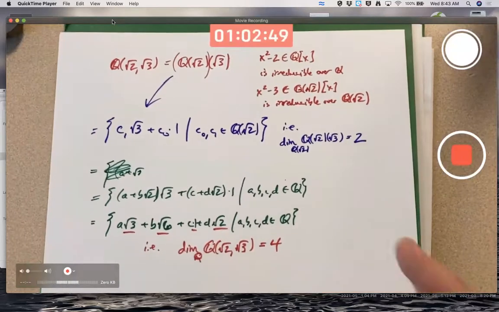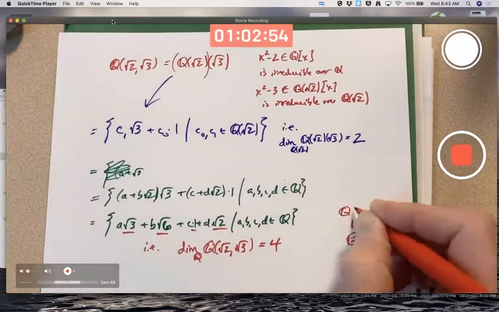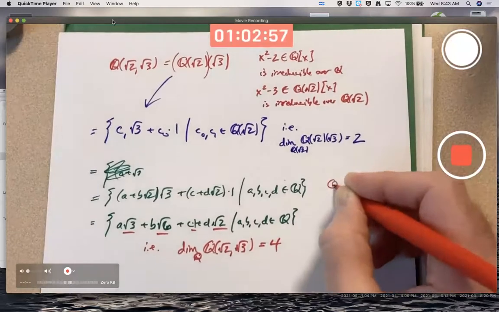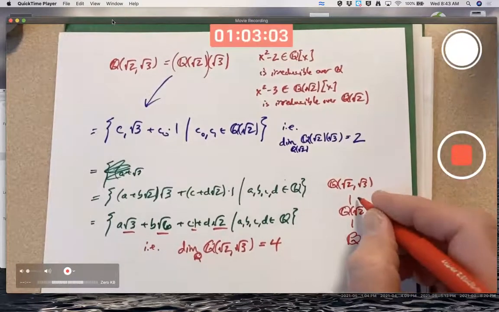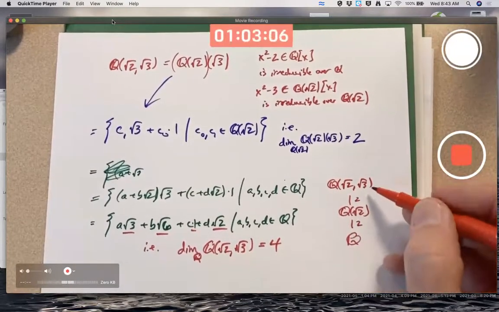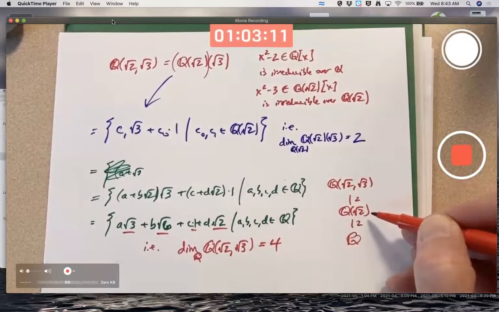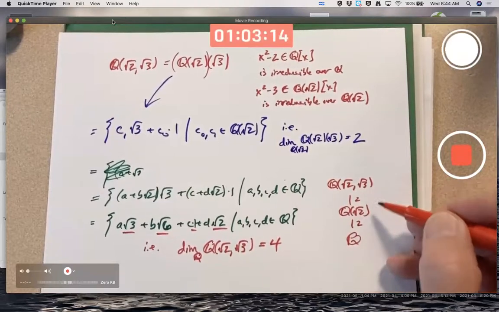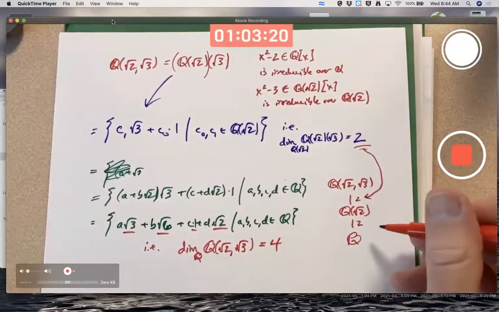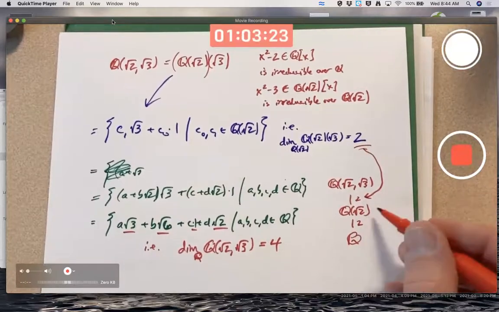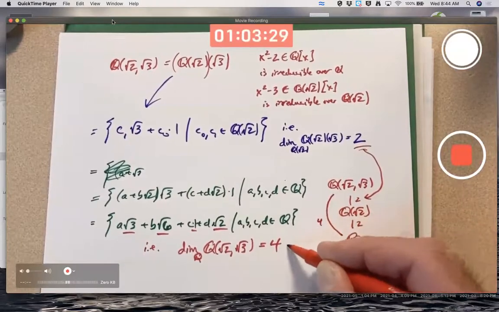Sometimes this is visualized in what's called a tower of fields. We can put Q down here, Q adjoin root 2 here, and then ultimately Q adjoin root 2 and root 3. And then you put numbers next to these lines representing the dimension of the higher field as a vector space over the lower field immediately below it. Q(root 2, root 3) is a two-dimensional vector space over Q(root 2). That's essentially what this says here. This is also two-dimensional, though I didn't write out this one here. But ultimately, it's four-dimensional right there.